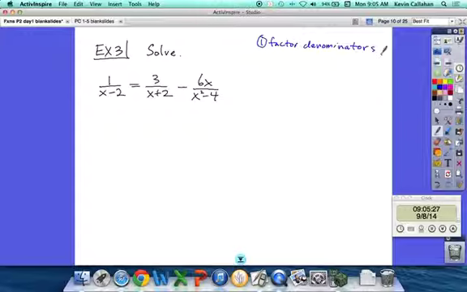In this problem, there's only one denominator that you can factor. That's the x squared minus 4. How does x squared minus 4 factor? Yeah, it's a difference of squares. Most of these problems aren't set up to be overly complicated. You can kind of see where you're going with that, right? So here's 1 over x minus 2 equals 3 over x plus 2 minus 6x over x plus 2 times x minus 2.